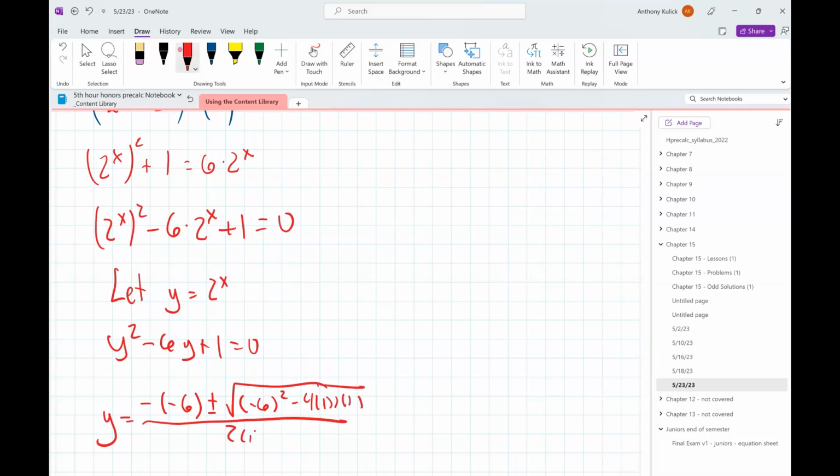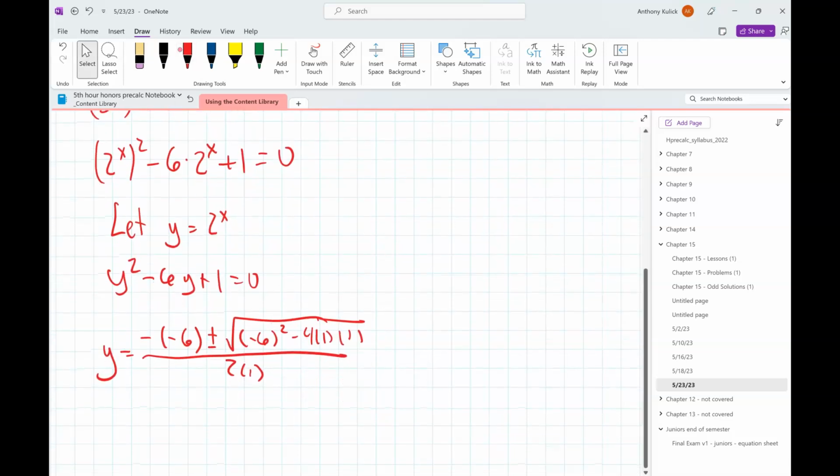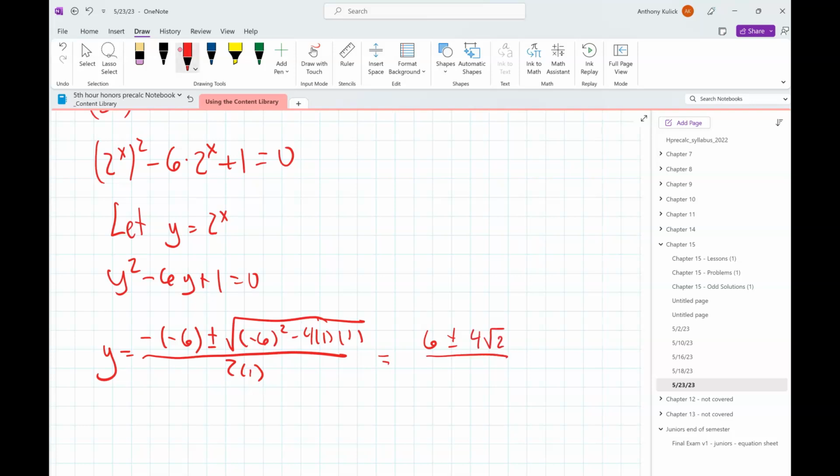I have an extra symbol there. Okay. So 36 minus 4 is 32. So that's going to be 4 root. The square root of 32 is just 4 root 2. And that'll all reduce down to that. But we're not solving for y. We want to solve for x. So if I put that back, I'd have this.